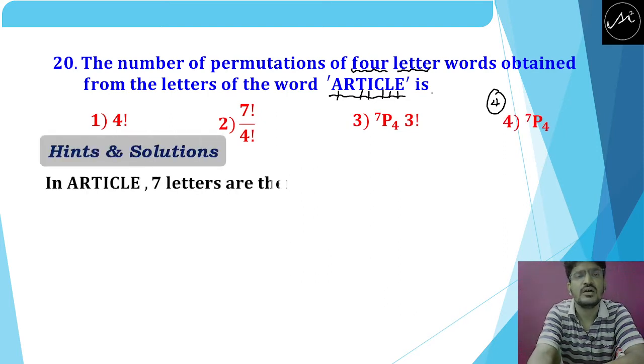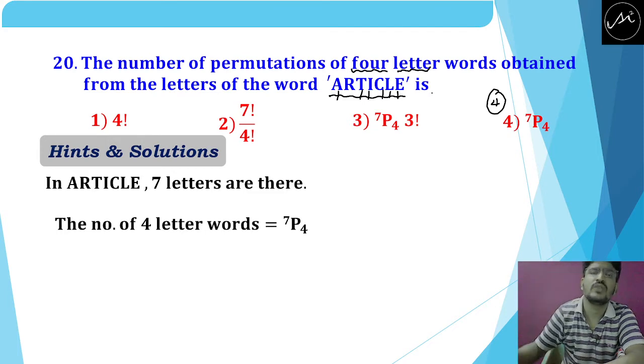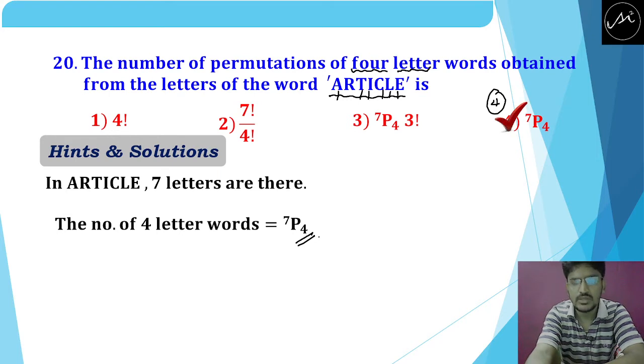Okay. 7 letters. From that you have to select 4. So that 7p4 will be the right answer. Clear? So therefore 7p4 is going to be the right answer.